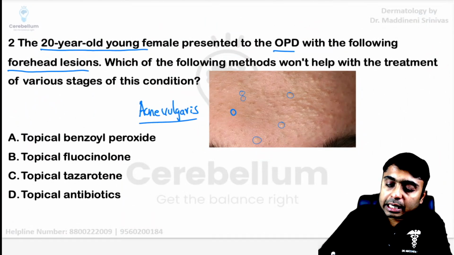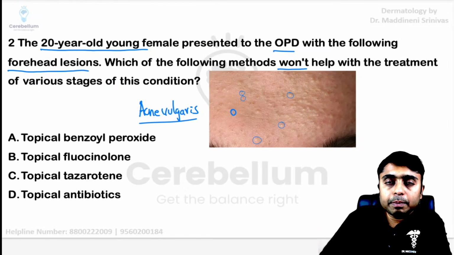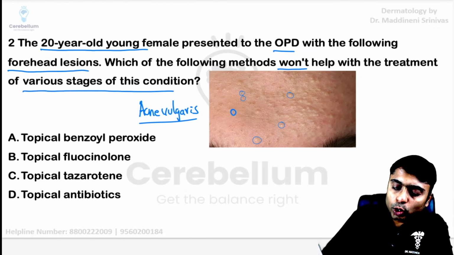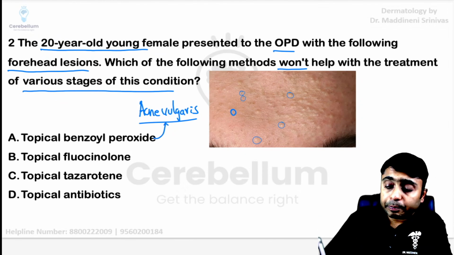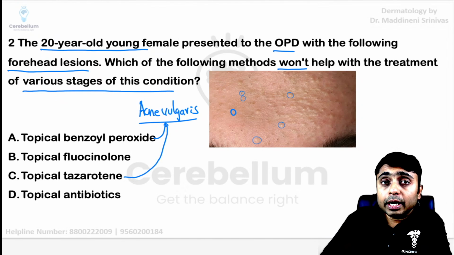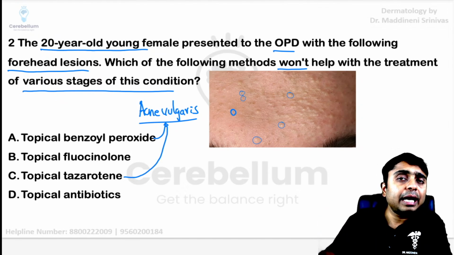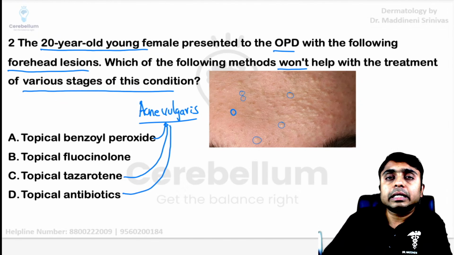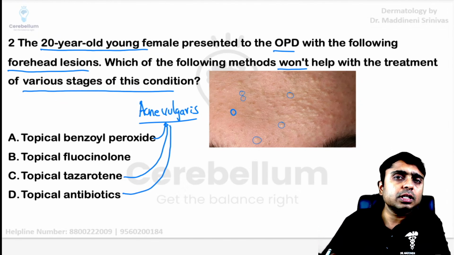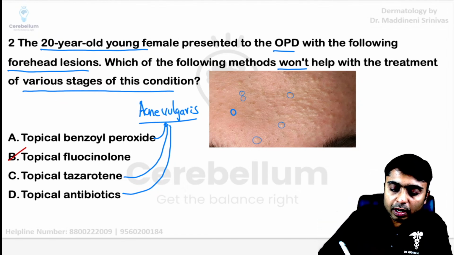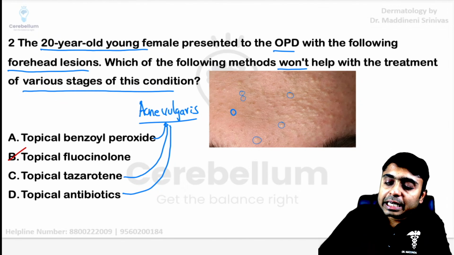Now the examiner is asking which of the following methods won't help with the treatment of various stages of this condition. Option A, topical benzoyl peroxide can be used in the treatment of acne vulgaris. Yes. Topical tazarotene, it is a retinoid, and just like adapalene and tretinoin can be used in acne vulgaris. Topical antibiotics, I hope you all know that topical clindamycin, nadifloxacin are very much used in acne vulgaris. So what is the remaining one? The topical fluocinolone, which is a steroid.